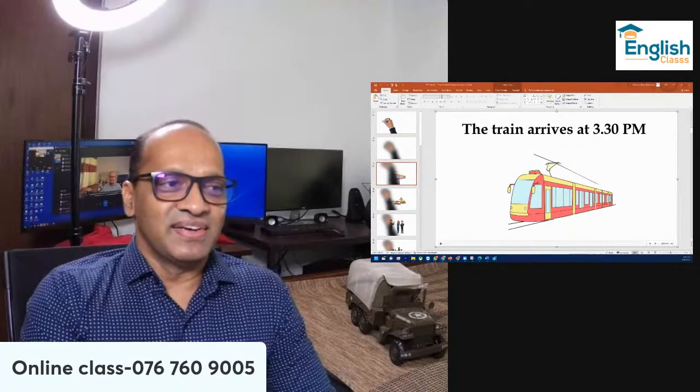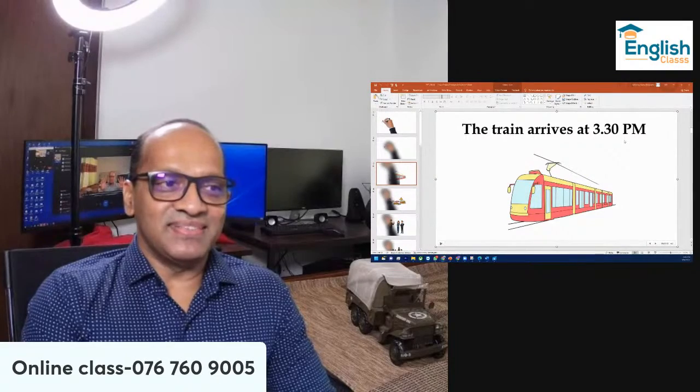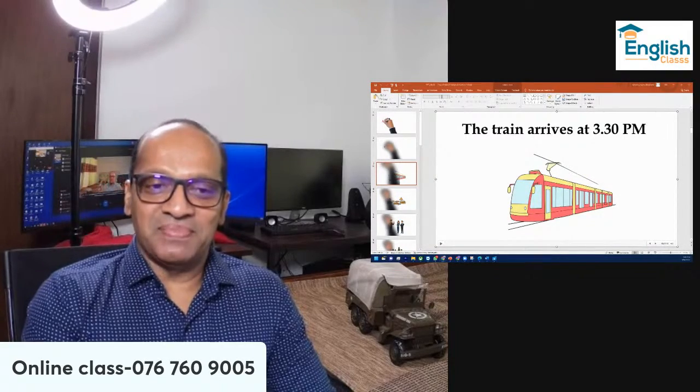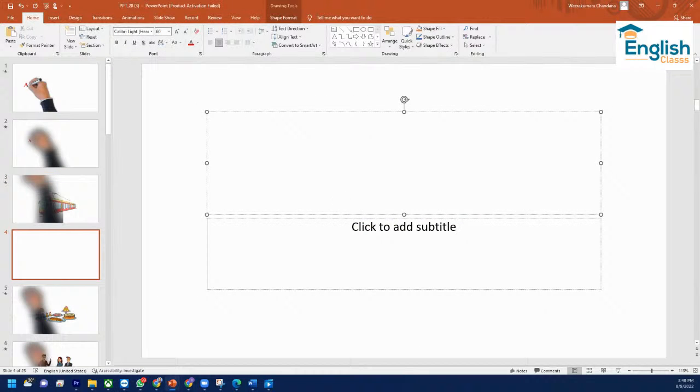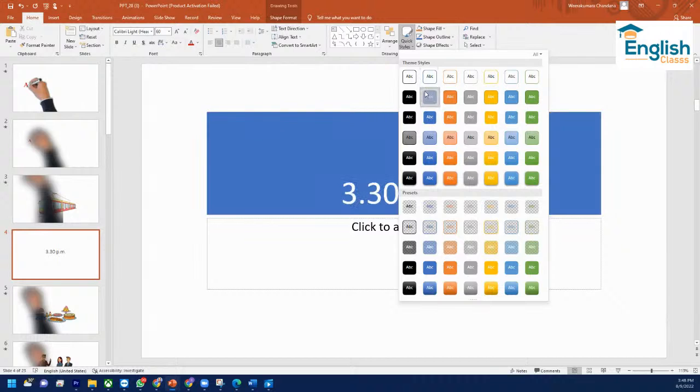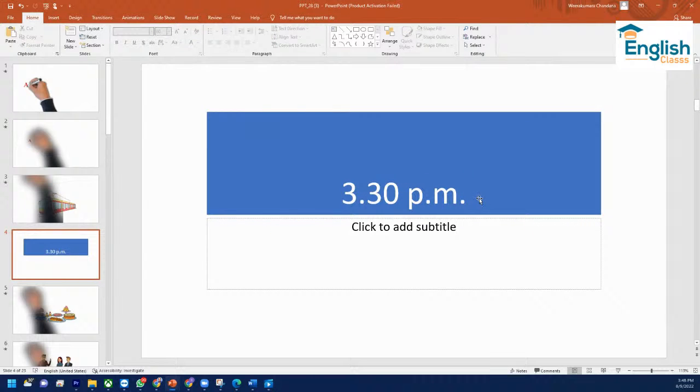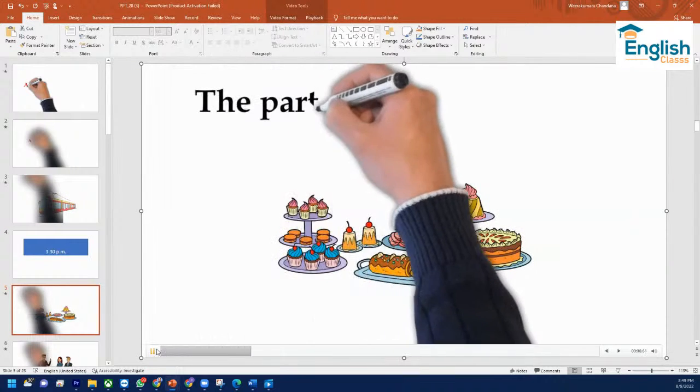The train usually arrives at 3:30 p.m. Here, the way that we have written 3:30 p.m. is wrong. When you mention 3:30 p.m., it should be written like this, in simple letters: 3:30 p.m. This is the right way to mention it.